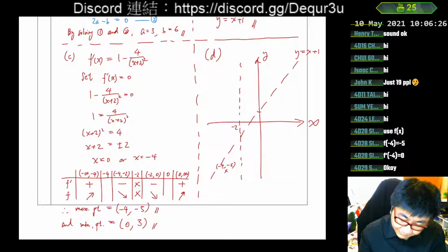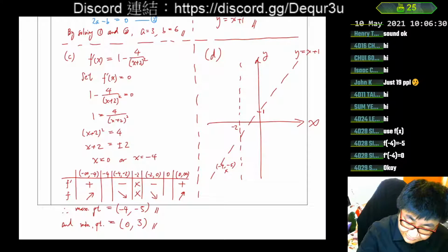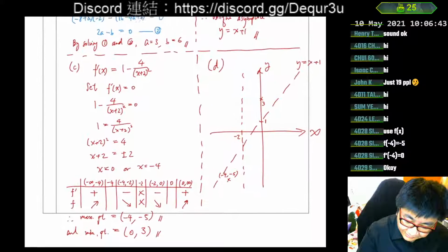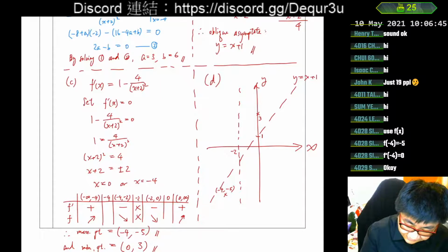While the minimum point is 0, 3. And also we can again check the asymptote. The asymptote here is 1. Therefore 0, 3 should be somewhere higher, 3. And so these are the maximum and the minimum points. And next it will be checking the direction. So going increasing to decreasing, and then the middle is the maximum point. Therefore it's something like this.